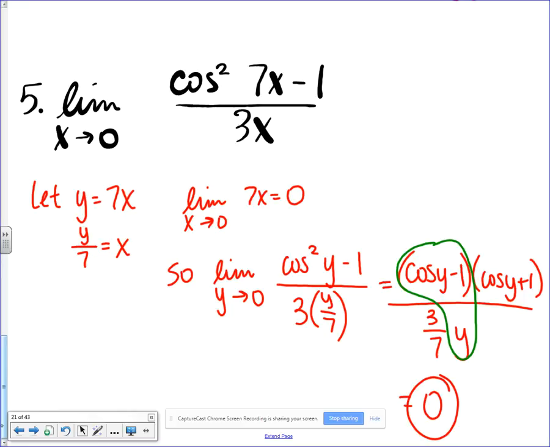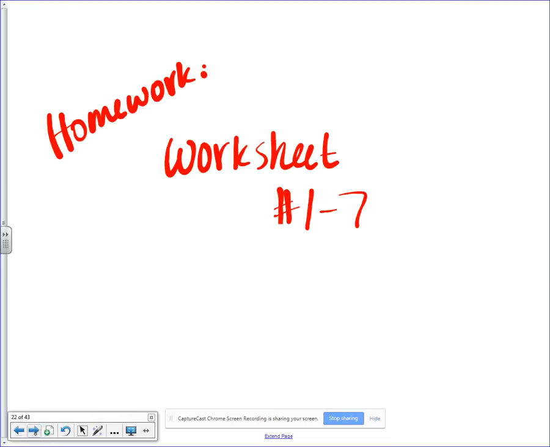Okay, so those are your 5 examples for today. A little bit of practice on substitution. Your worksheet is that. I will post the key online. Again, I suggest that you really try and do that on your own and use the key only if you need it.